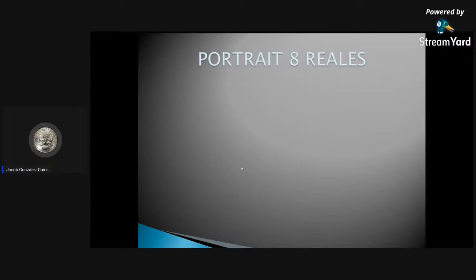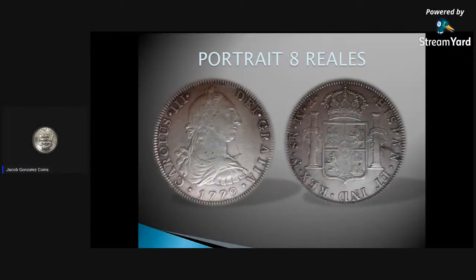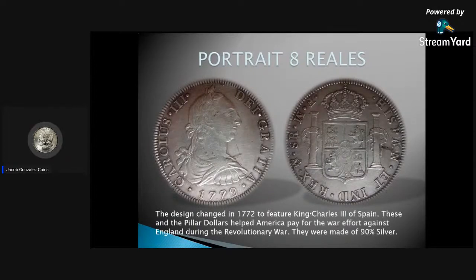Since the 8 reales was so famous, the kings wanted to have their faces on it. So this one's the portrait 8 reales. And as you can see, there's King Carlos or Charles. The design changed in 1772 to feature King Charles III of Spain. This and the pillar dollars helped America pay for the war effort against England during the Revolutionary War, and they were made of 90% silver.